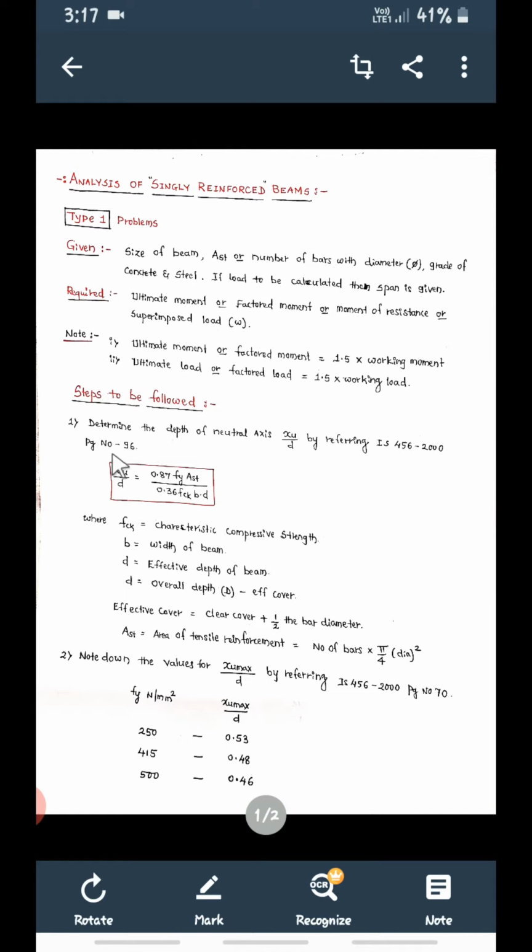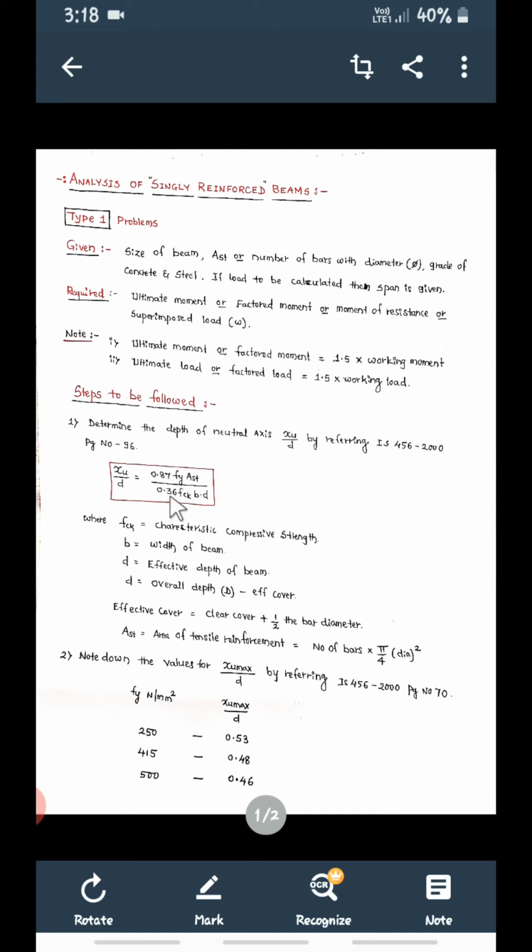So you go to page number 96. On page number 96 you are going to get this formula, which in the previous class we have come across. We have derived this formula also. So please remember, this is used to find the actual neutral axis, that is xu by d, or xu. So xu by d is equal to 0.87 Fy Ast divided by 0.36 fck b into d.